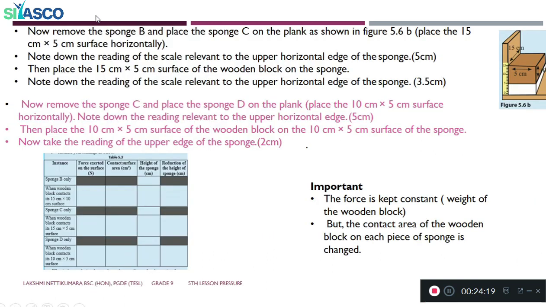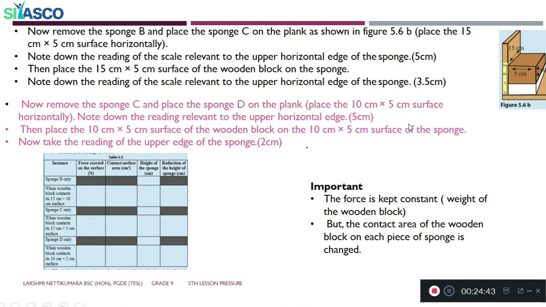Then what should you do? Remove sponge B and place sponge C on the plank. Place the 15 by 5 centimeter surface horizontally. Now we have to get this area, 5 by 15.